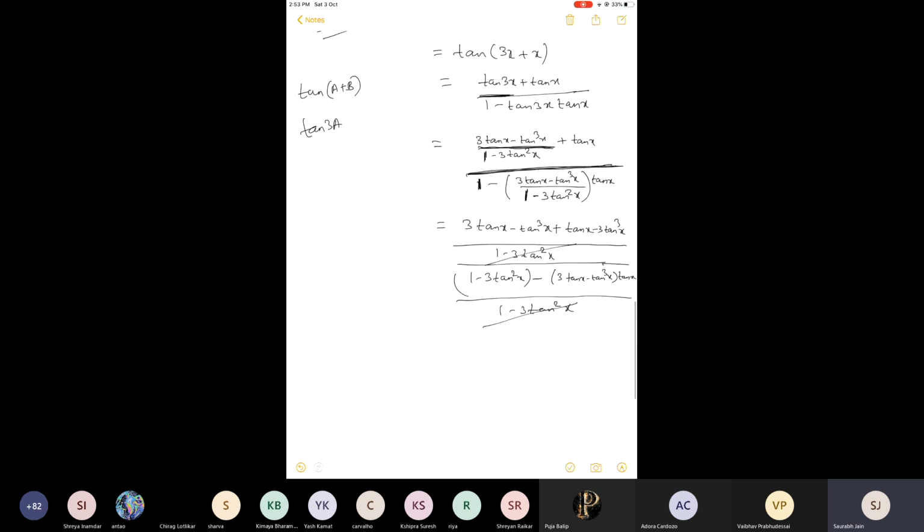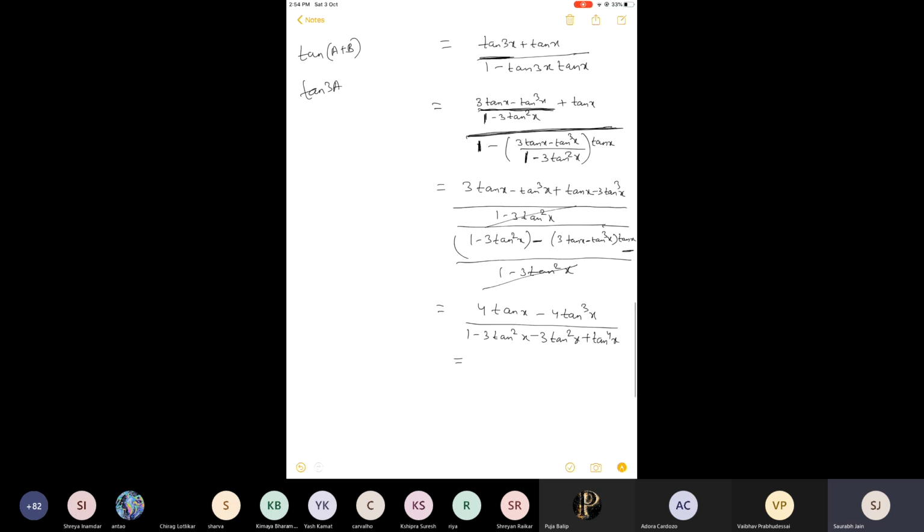Simplification. If you observe the terms in the numerator, we have 3 tan x plus tan x, that is 4 tan x. Minus tan cube x minus 3 tan cube x is minus 4 tan cube x. Denominator 1 minus 3 tan square x. Then tan x multiplied by 3 tan x into minus 3 tan square x, and minus into minus is plus. tan cube x into tan x is tan to the power 4 x.